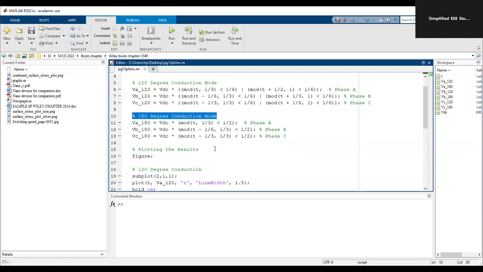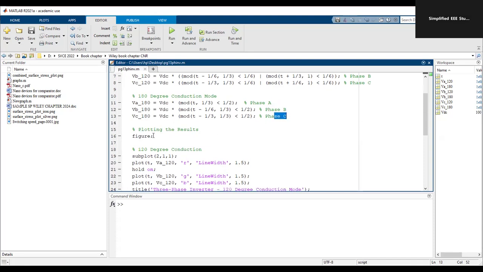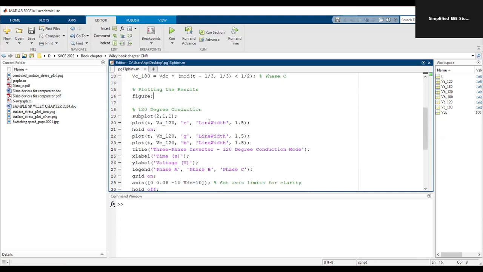Similarly, I'll be going for the 180-degree conduction mode. Here also you need to focus on the formulas. VA underscore 180 is VDC times mod of T comma 1 less than 1/2, and so on. Like that you have to mention phase B and phase C. Then I'll be plotting, creating the figure for 120-degree conduction. You know the meaning of subplot, correct? Subplot 1 comma 2 comma 1. So I'll be focusing on the first figure.